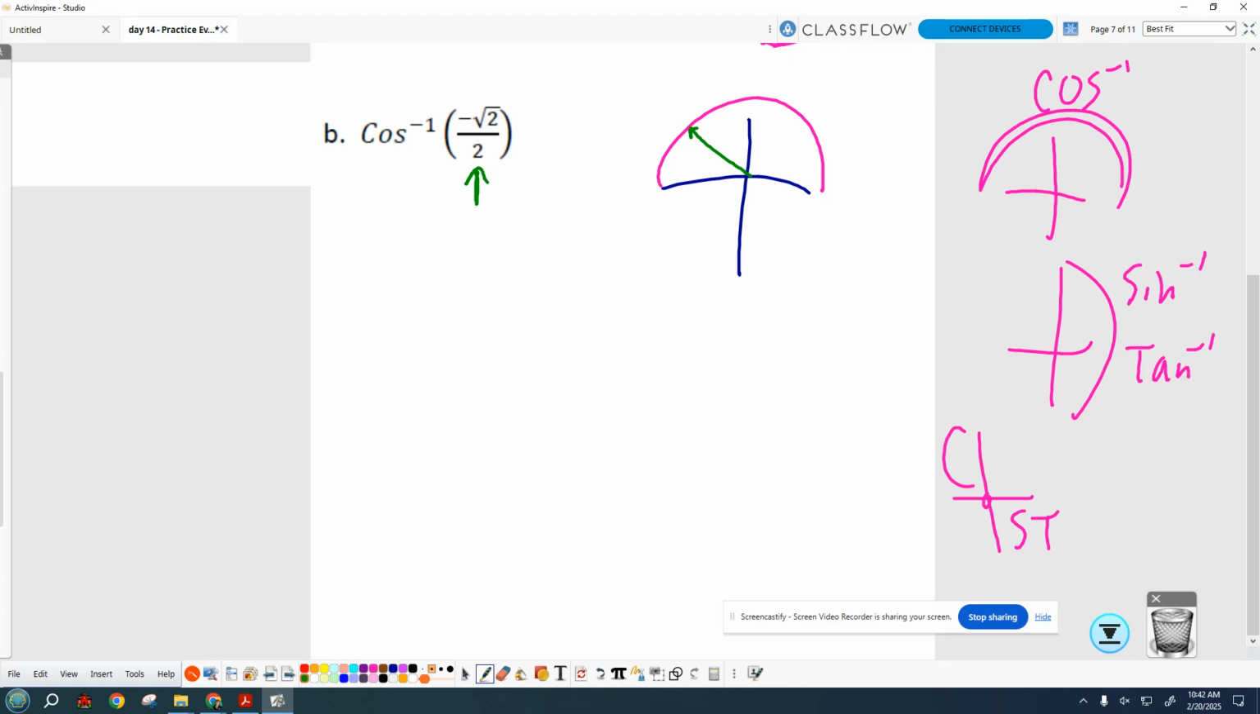Aaron, if you guys notice, I wrote the ratios on the board. Root 2 over 2 is the same thing as 1 over root 2, so that you can look at your triangles and get the reference angles from there. So where is cosine 1 over root 2? What angle? Pi over 4. So the reference angle is pi over 4.